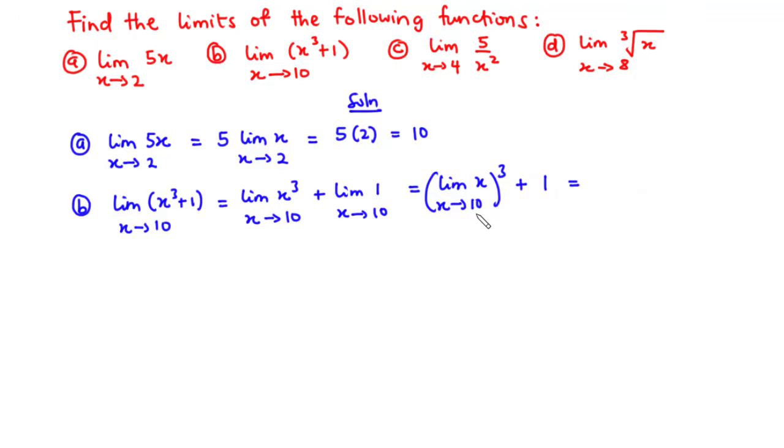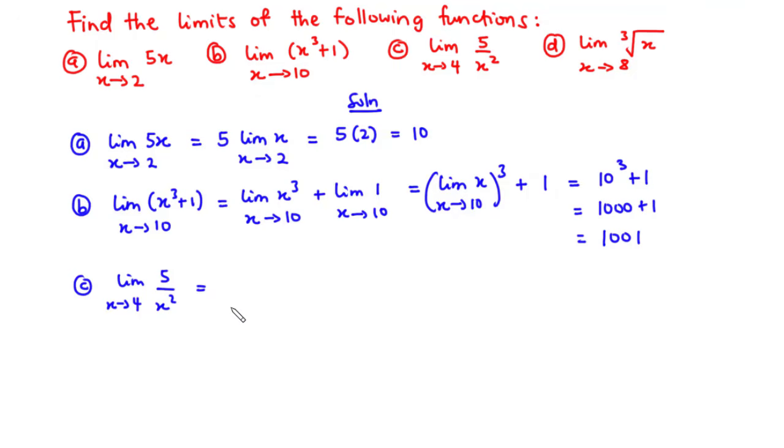So we are going to directly substitute 10 into this limit so that we have 10 exponent 3 plus 1. Now 10 cubed is 1000, and then plus 1, and that is equal to 1001.